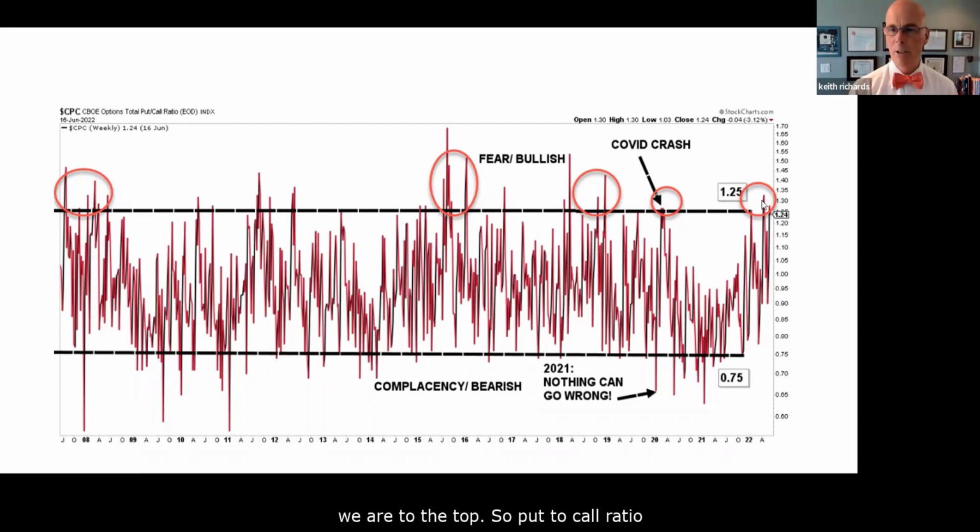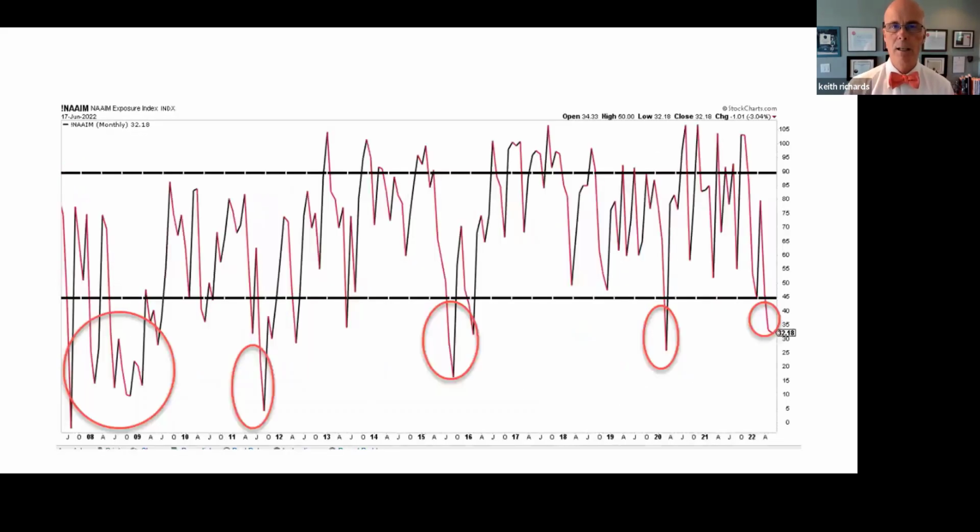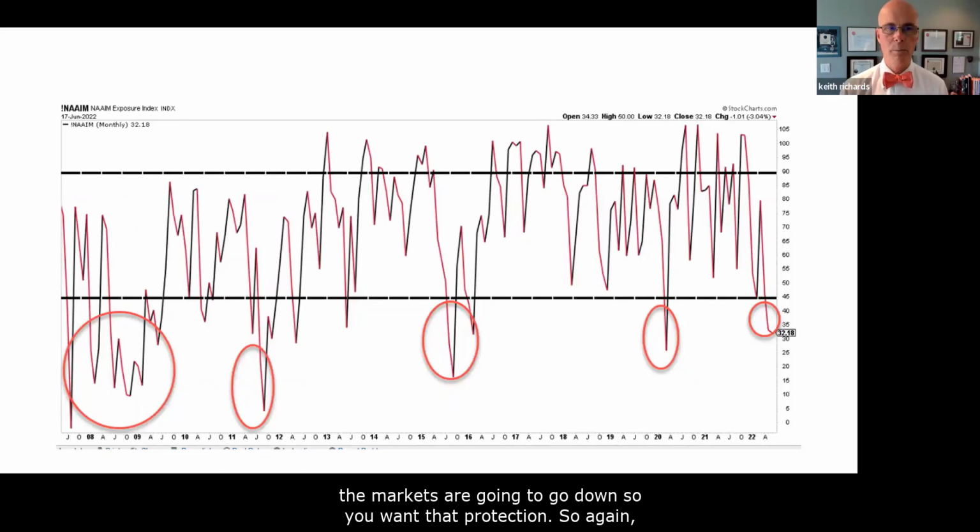So, put to call ratio: we're starting to see spikes into that zone where there's too many puts being bought versus calls. People buy puts because they're scared. It's protection against the stocks you own. So you buy a put so you can sell at a guaranteed price later. When you think the markets are going to go down, you want that protection. So again, it's an indication that people are too scared.